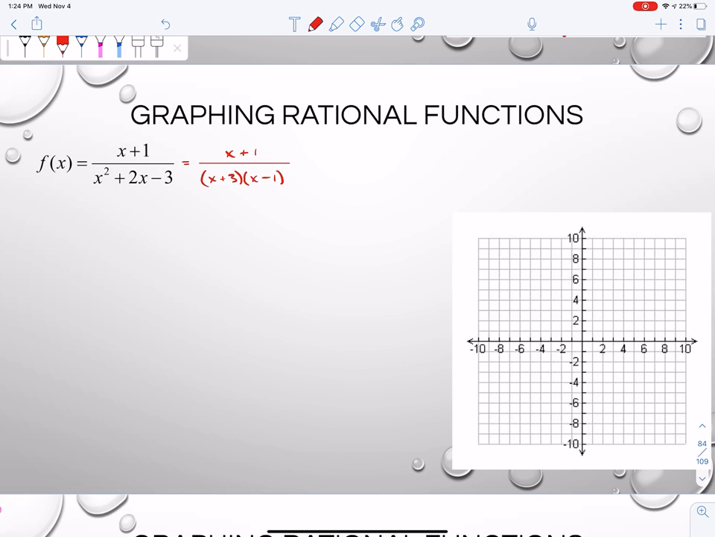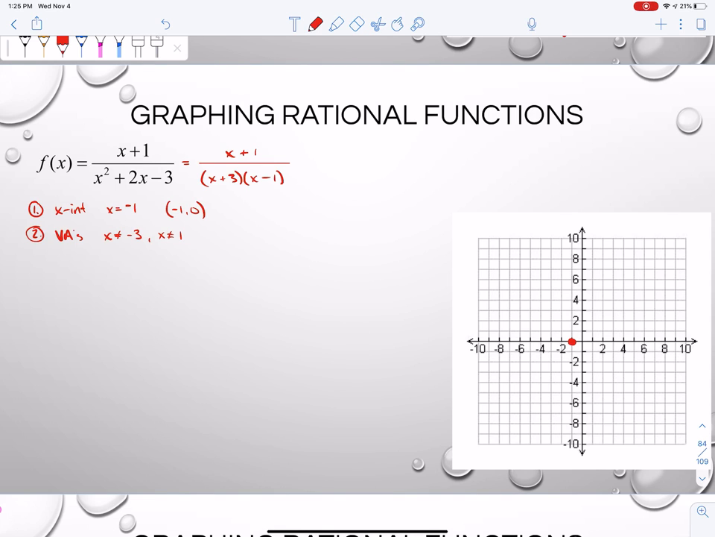Okay. So step 1, solutions of my numerator are going to be my x-intercepts. Solutions of the numerator, I'm going to get x equals negative 1, or the point negative 1, 0 as my x-intercept. Step 2, solutions of my denominator are going to be my vertical asymptotes, right? So we're going to get that x cannot equal negative 3 and x cannot equal positive 1.